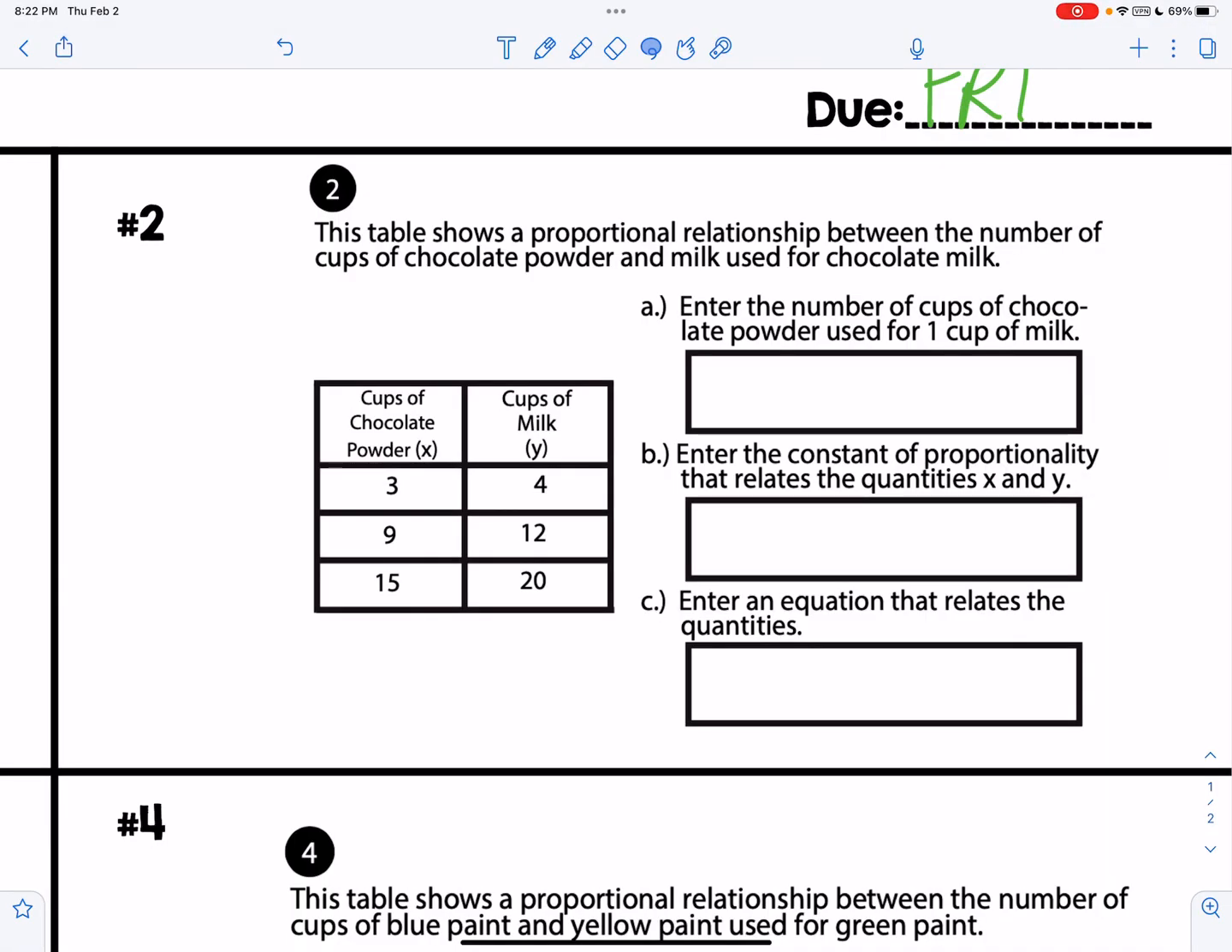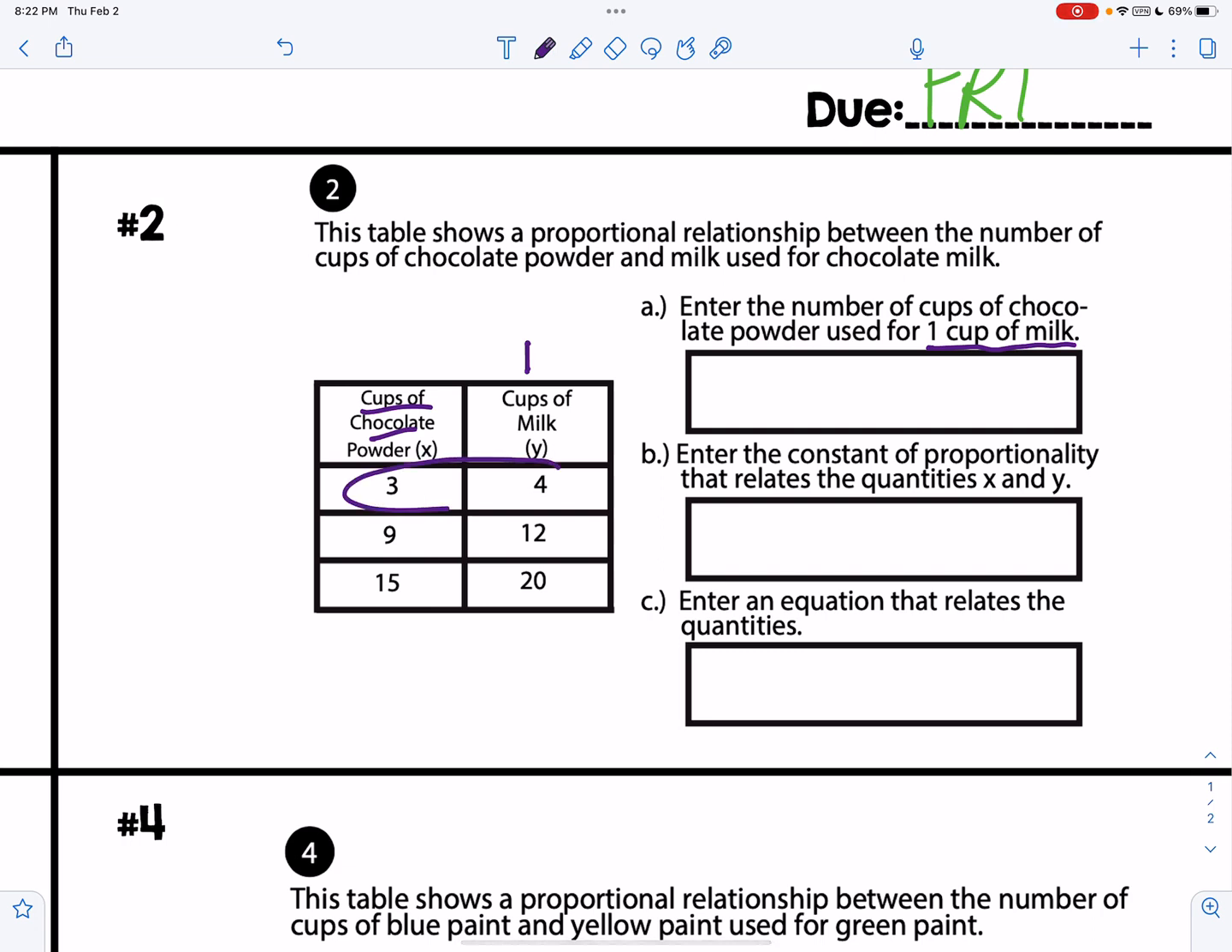All right, take a look for any of these ones where it's hard to figure out the going backwards because of the repeated decimal. If we have to find 1 cup of milk, or where we know 1 cup of milk, we have to figure out how many cups of chocolate powder.